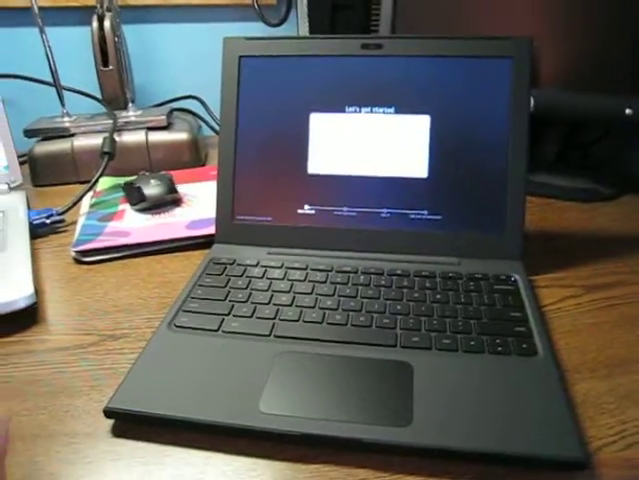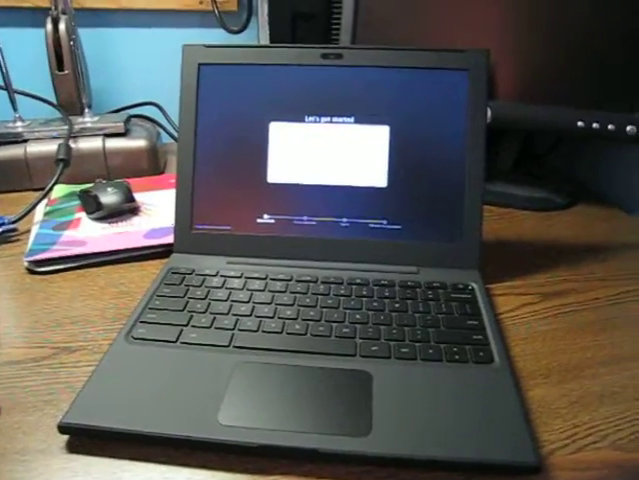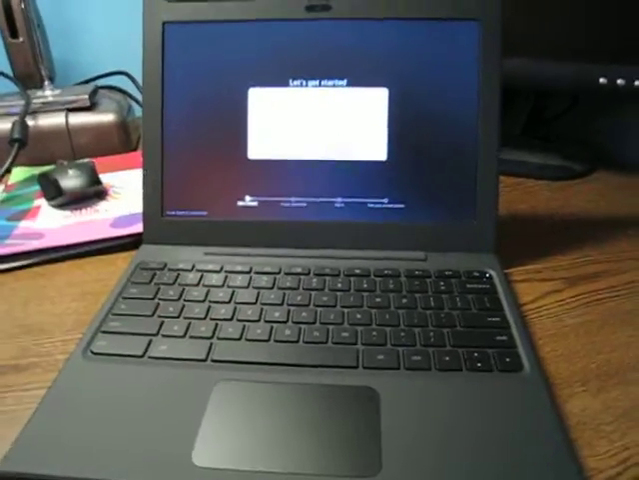I literally opened it, just popped the battery in, and I lifted up the screen, and guess what? It probably took like 4 to 5 seconds to bring the screen up. It was insane. Yeah, look at that. Insane. All right.